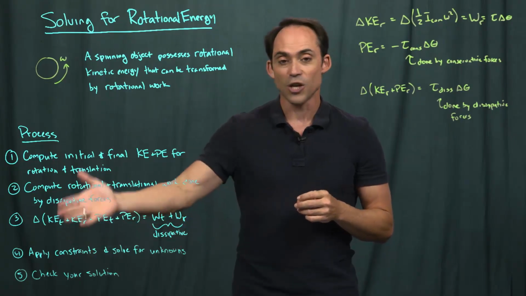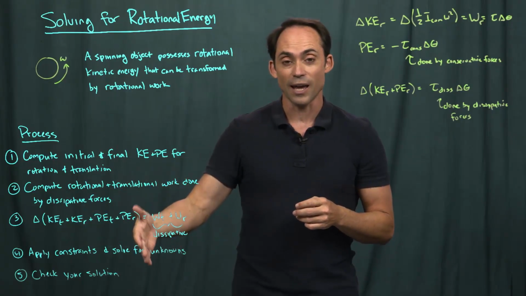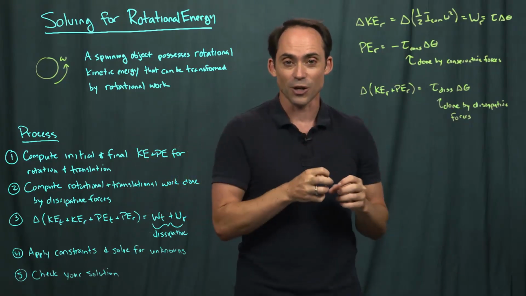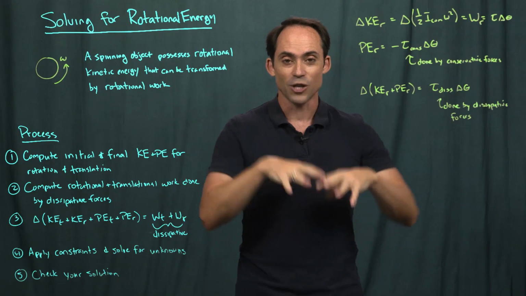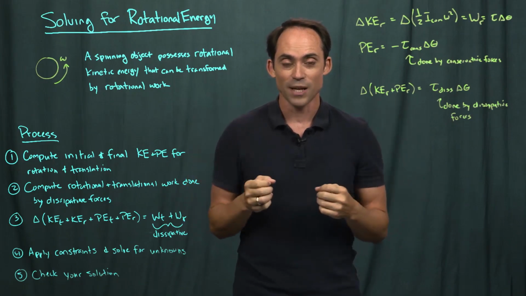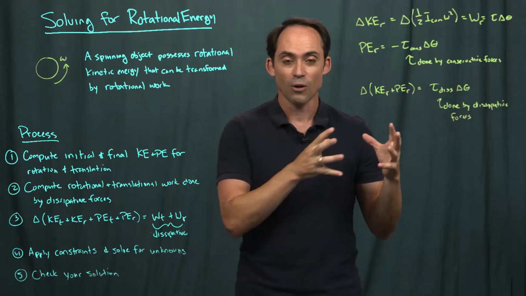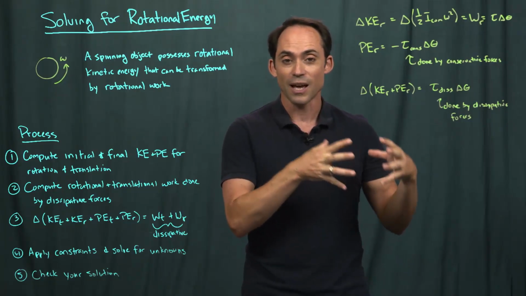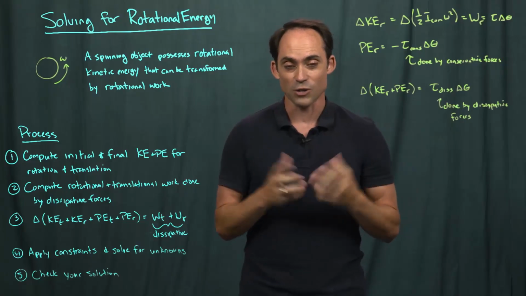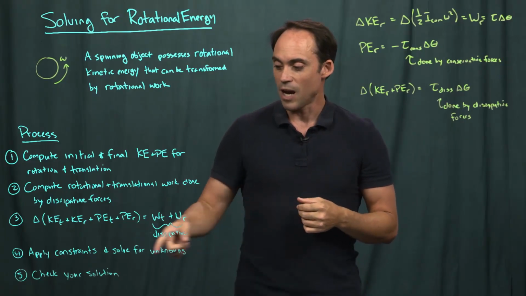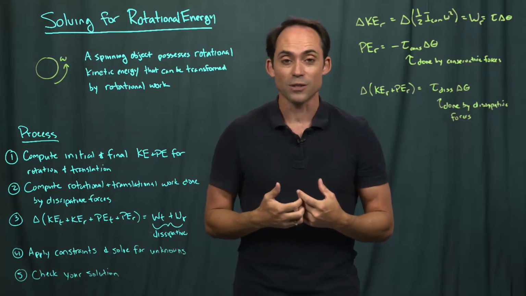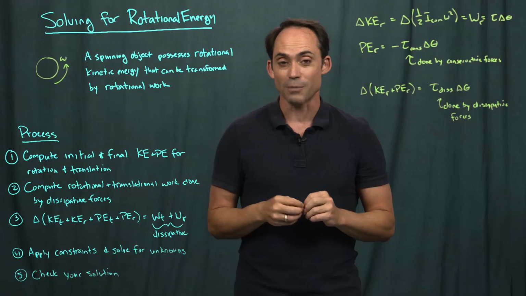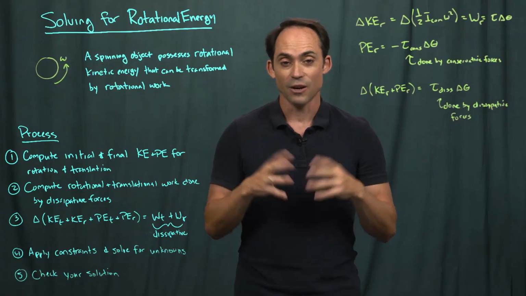And then we're going to look at the change of the total energy of the system being a combination of all of the kinetic energy, translation and rotation, all the potential energy, translation and rotation. The change of that large amount of energy is just equal to the sum of the work done by dissipative forces, both in translation and in rotation. We'll see an example of that a little bit later. Then, of course, if there's any constraints to the motion, we'll want to apply those, solve for our unknowns, and of course the most important step is checking our answer at the end of all of our solution.